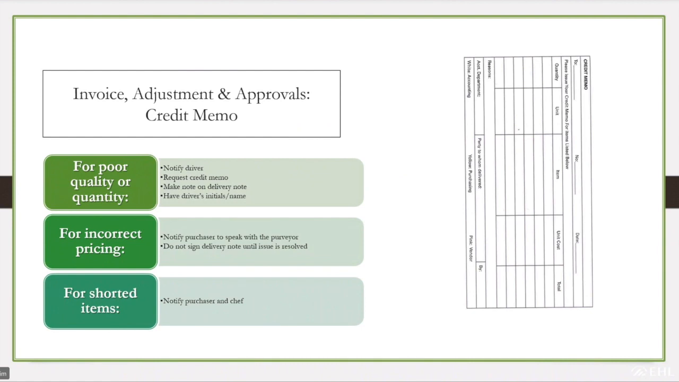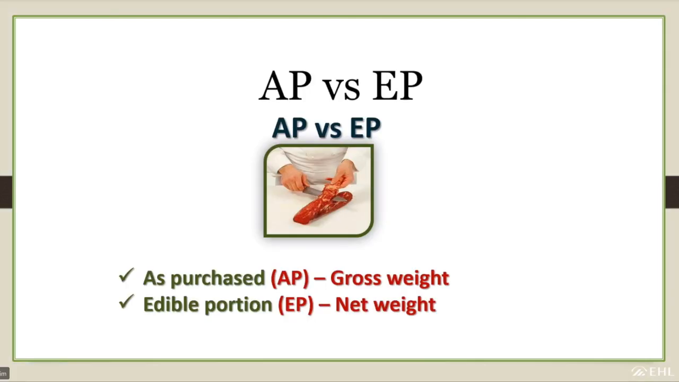So, credit memo. The credit memo is basically used if you have poor quality or incorrect pricing, and so on and so on.